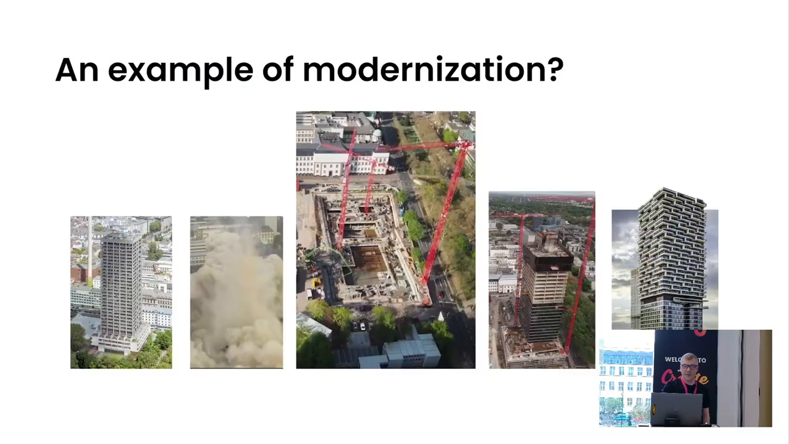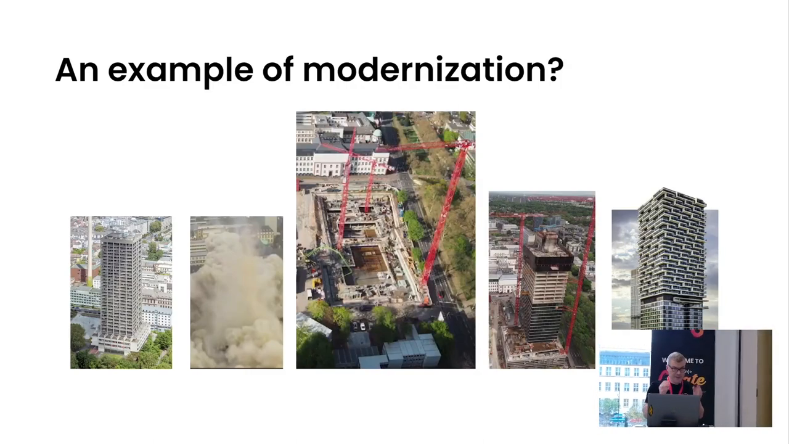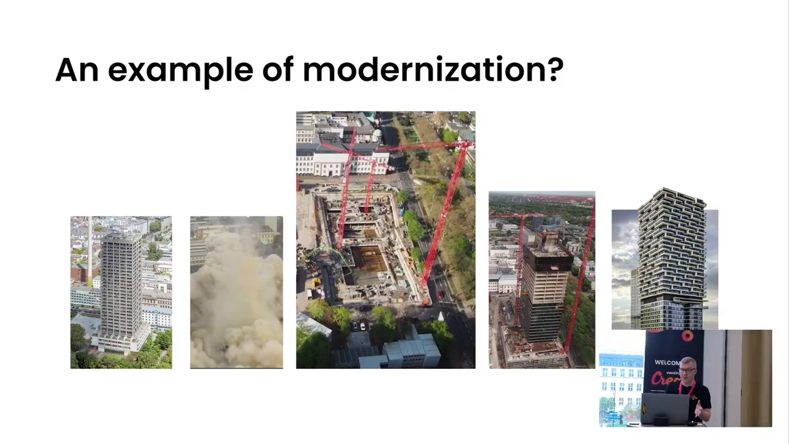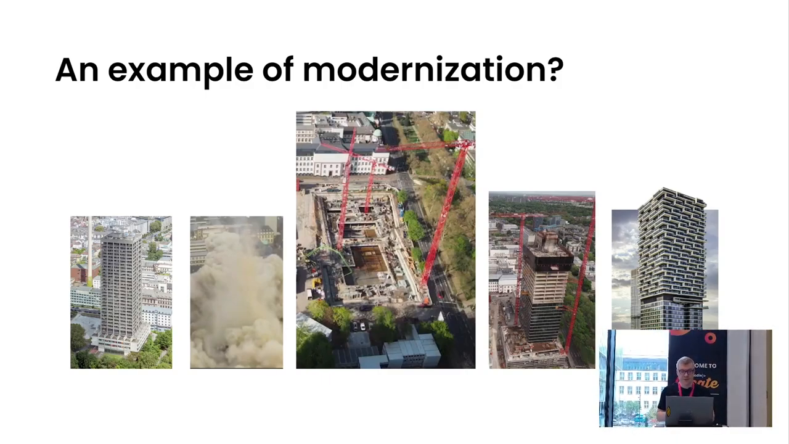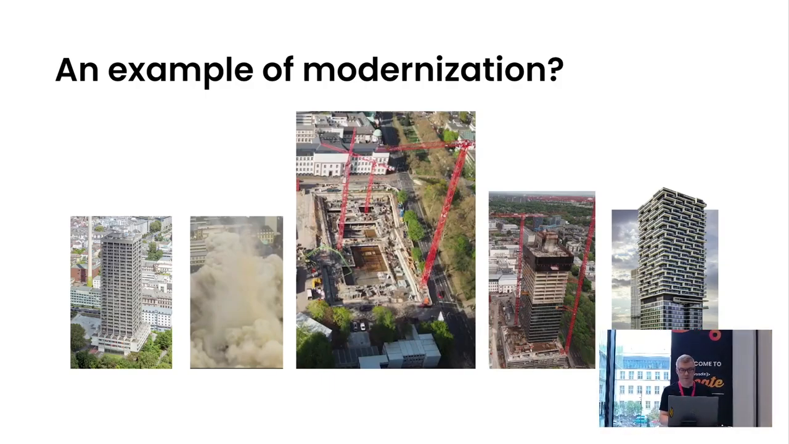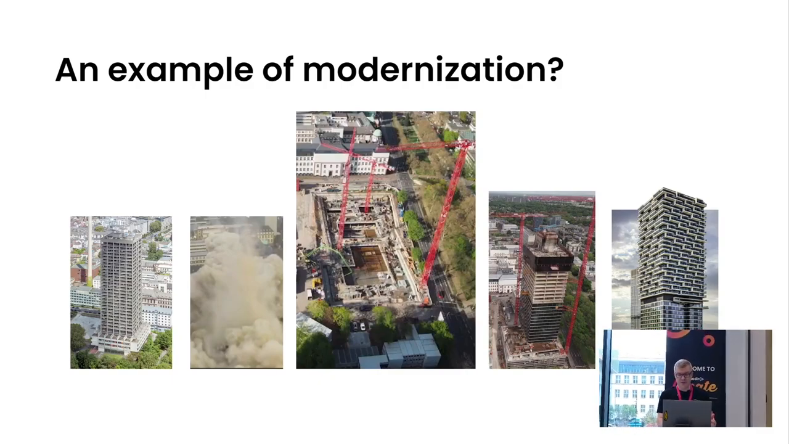So, this was the process. First, we had the AFE tower, and then step two was smoke and dust. Step three was a massive hole in the ground. Step four is building a new building on the site. And then step five is the situation that we have today. So the question that you could ask is this an example of modernization? And I think most people would agree, and I also think so, that this is not really a good example of modernization. What we've done is we've created the situation for a greenfield development to take place.